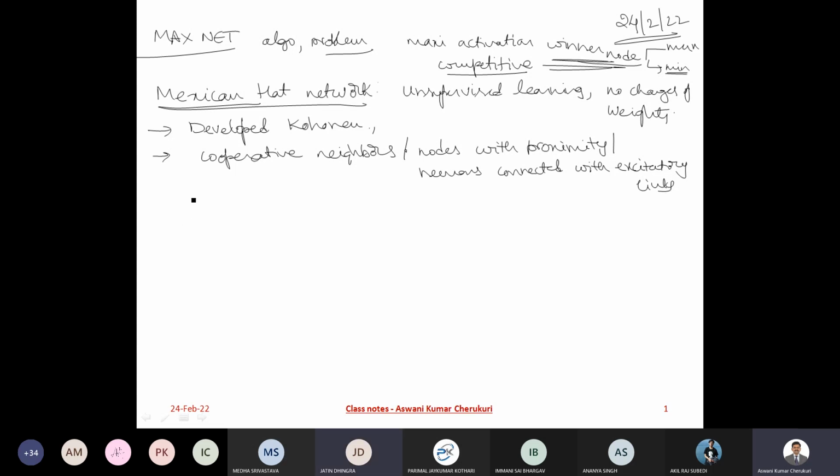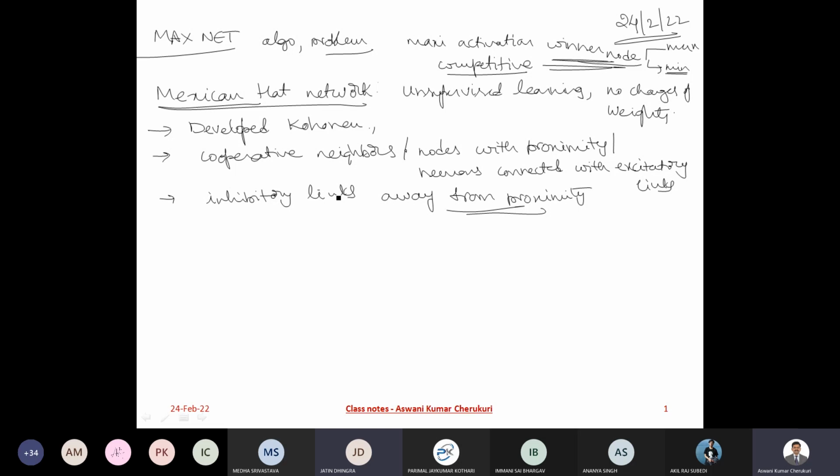Similarly, you will also have inhibitory links. You will find inhibitory links or inhibitory connections which are away from the proximity. The nodes that are away from the proximity will have negative weights. You can call them negative weights, or inhibitory links, or inhibitory weights.